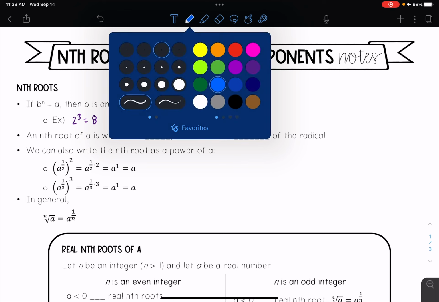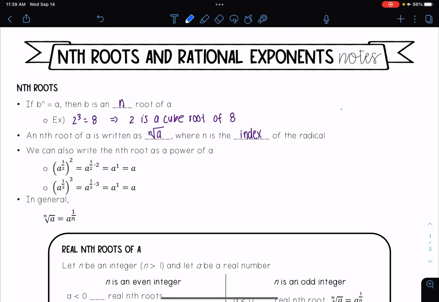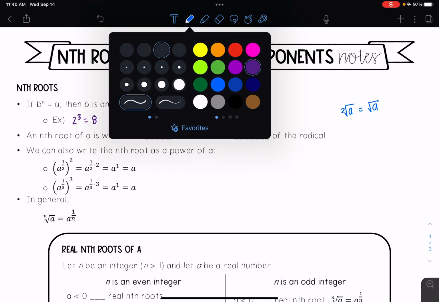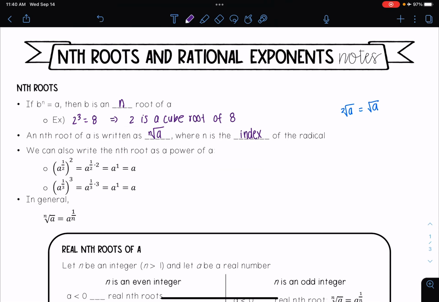A note there: if I were to have a 2 here, this is the same thing as if nothing is there. So we always omit the 2 when we're taking the square root of a number. And something else that we see is that we can also write the nth root as a power of a. For example, a to the 1/2 would be the same thing as the square root of a.